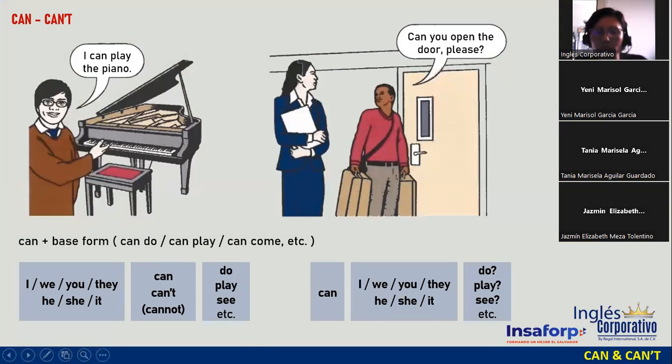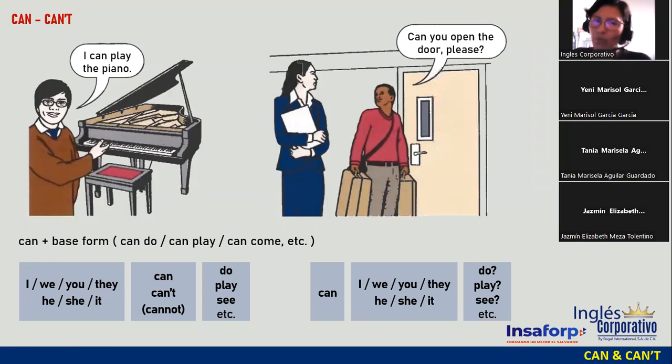Entonces, ¿cómo vamos a hacer? Bueno, whenever we need to use it, ¿verdad? We have to remember that we need a subject, that we can have can or can't, o en su forma cannot, que es su forma completa, and then the base form of the verb. Okay, so I don't have to modify anything at all, right?